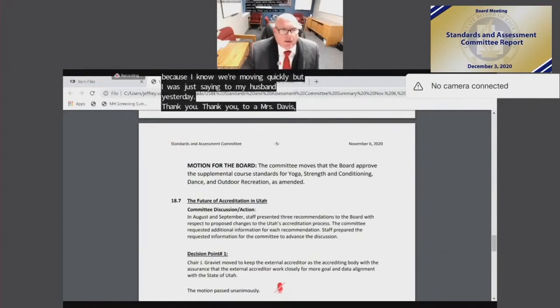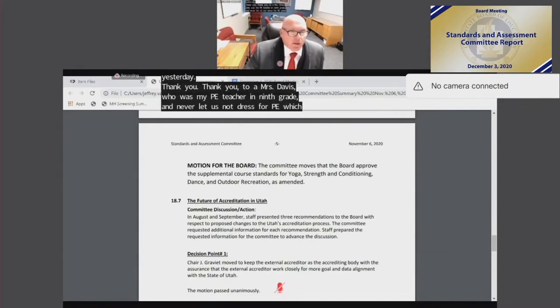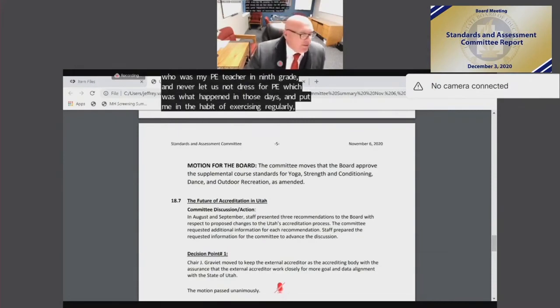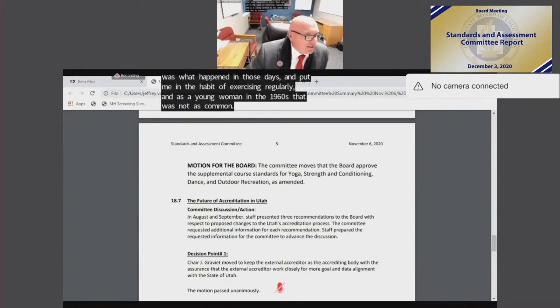Okay. Thank you, board member Lear. I thought when you raised your hand, you were going to ask for staff to give a demonstration on yoga or dance, but good idea, though.